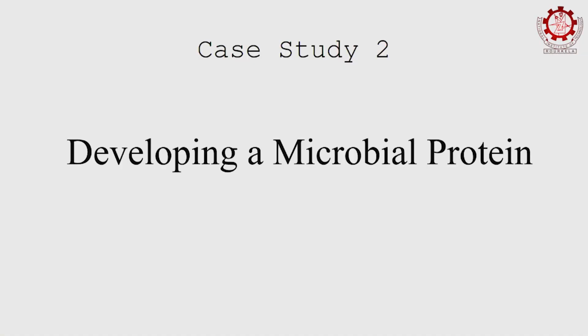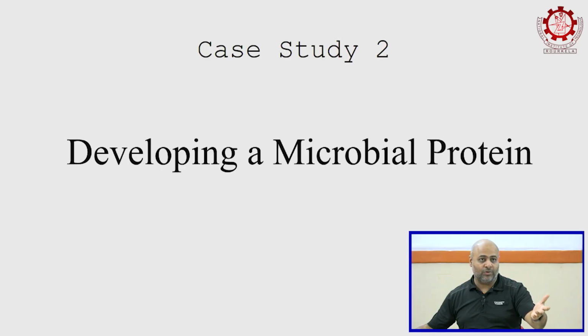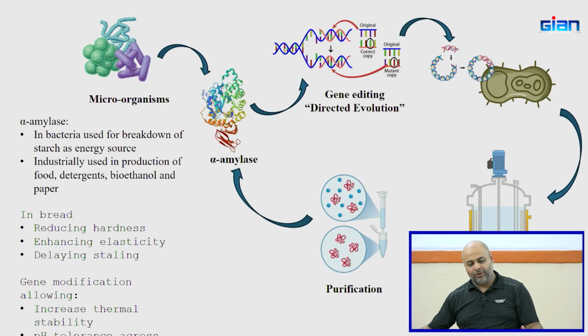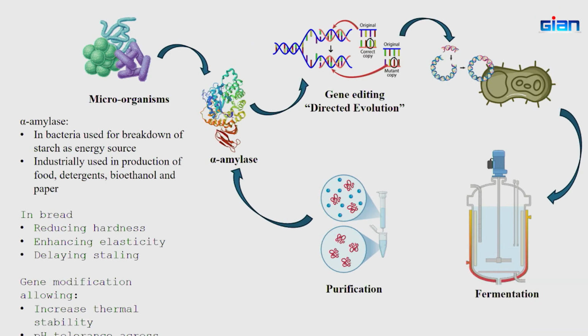For the case study 2, it was about developing a microbial protein, a protein which is actually produced by the microbe and is utilized in the industry on a wider scale. The one I wanted you to work on would be alpha amylase. Alpha amylase is produced by the microbes.